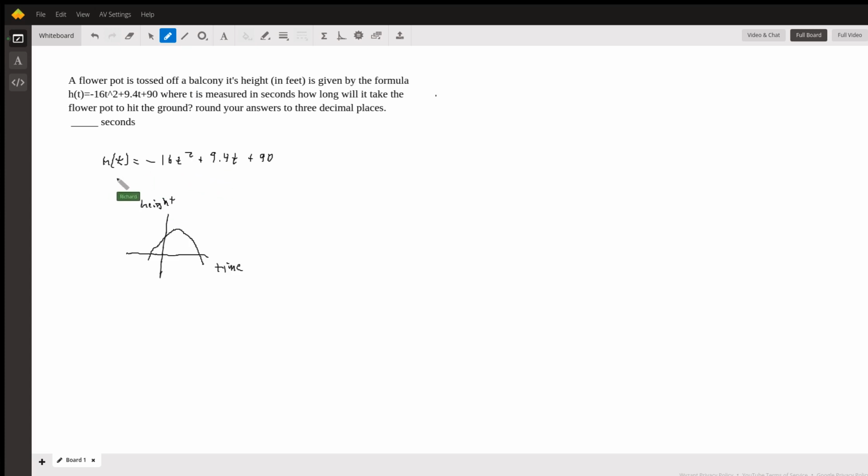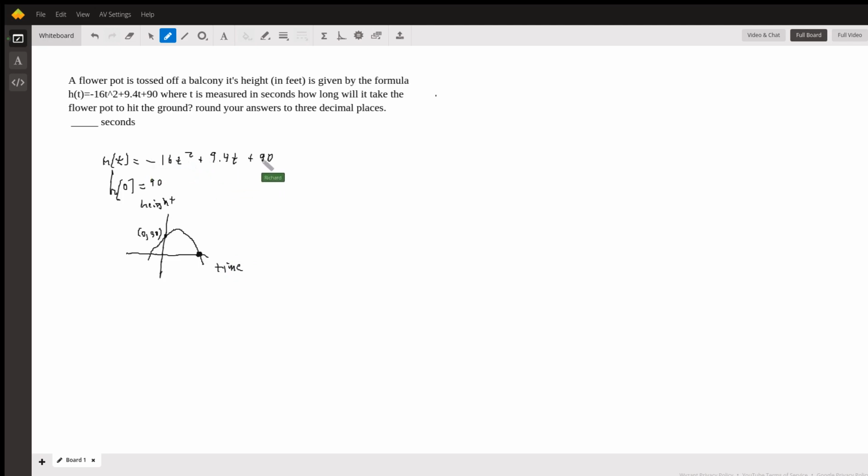Another nice thing is you can see that h of 0, when you plug 0 in for time, would be the starting height, which would be 90. So you know that this here is 0, 90. It's the y-intercept. And what they're asking for is at what time will it hit the ground, which would be this point here visually. So it's important to have this visual here.